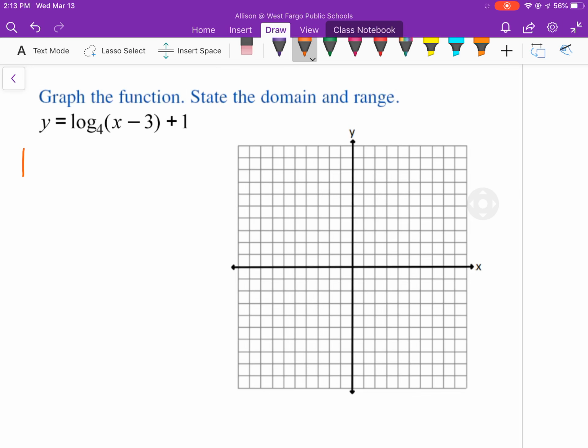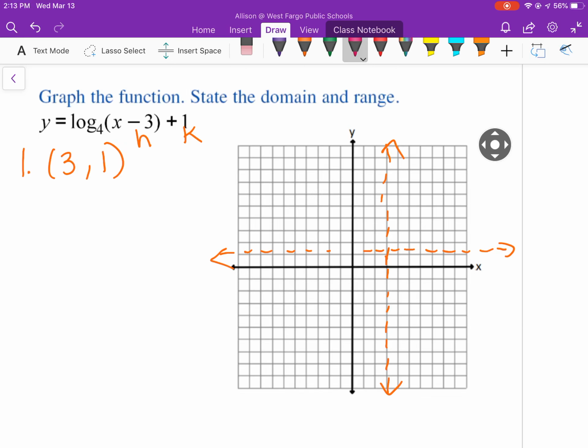So here, notice that I have an h and k. This is going to be my h, and this will be my k. h always comes out as opposite, so I have 3 to the right, and then up 1. So I'm going to use this as my new origin point. And now I am only concerned with the log base 4 of x. So I've already shifted it, so I can take out the -3 and +1. And now I just need to graph this.